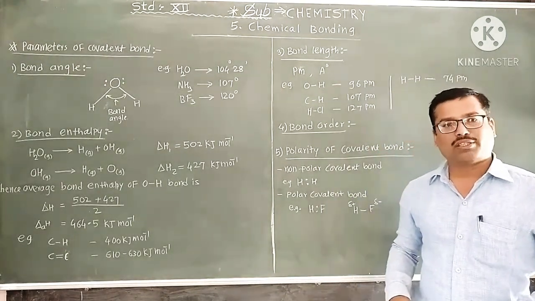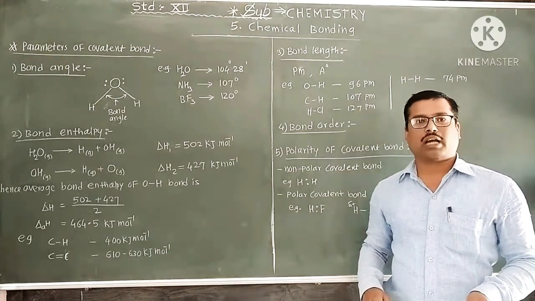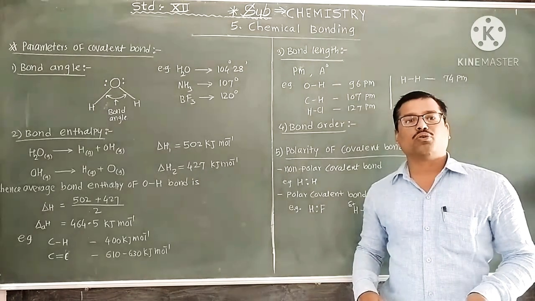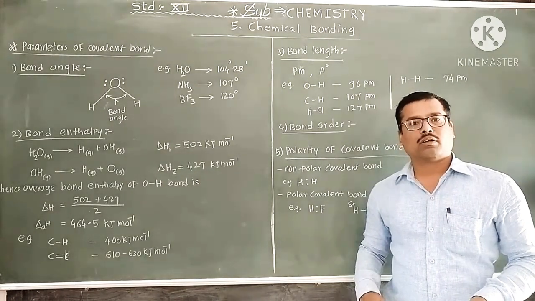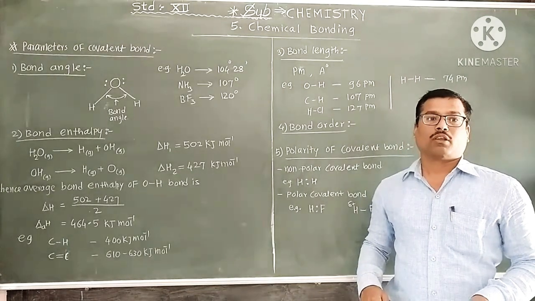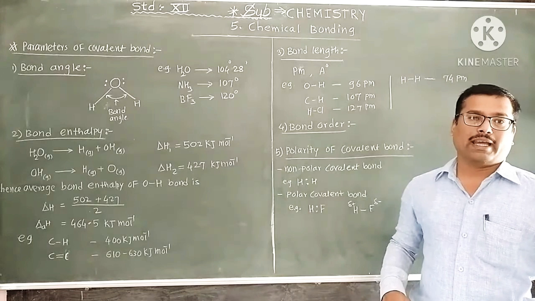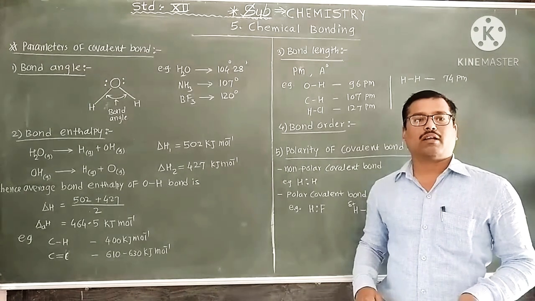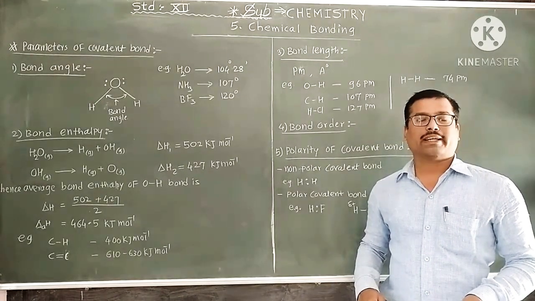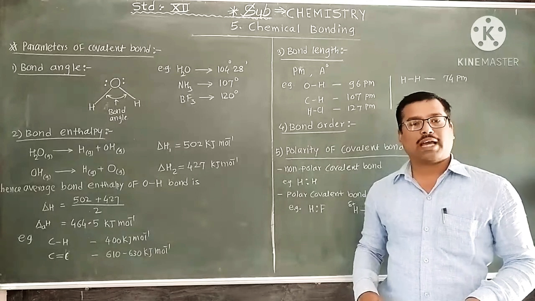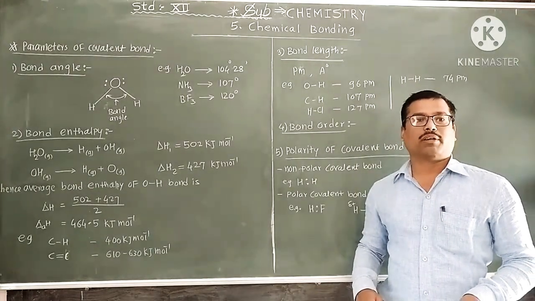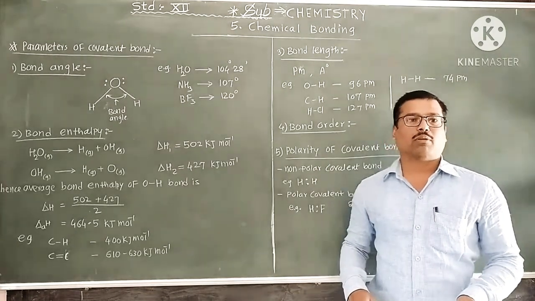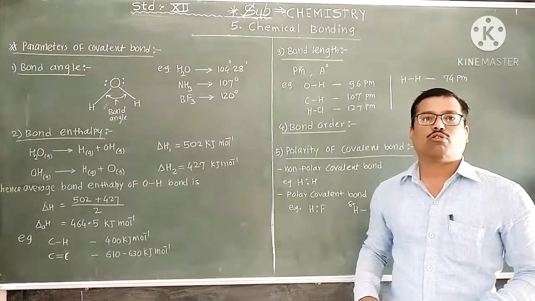It is the equilibrium distance. I will repeat the definition again: it is the equilibrium distance between the nuclei of the two covalently bonded atoms in a molecule. Next, bond length depends upon the size of atoms and multiplicity of bonds. What does bond length depend on? It depends upon the size of the atom and how many bonds there are.